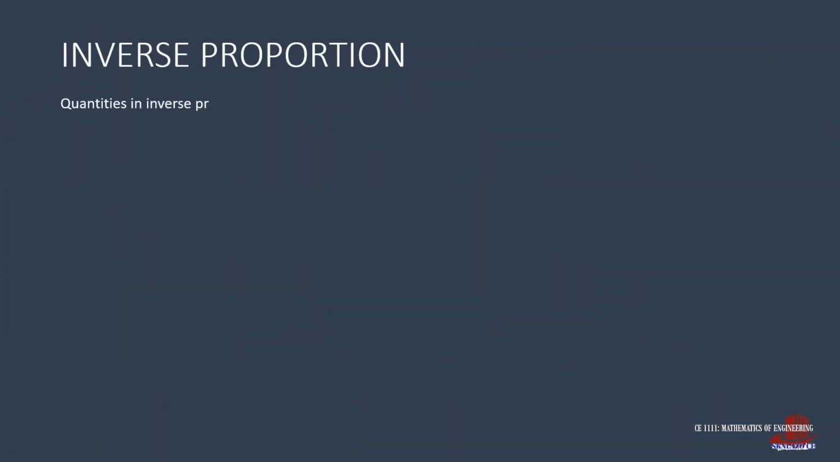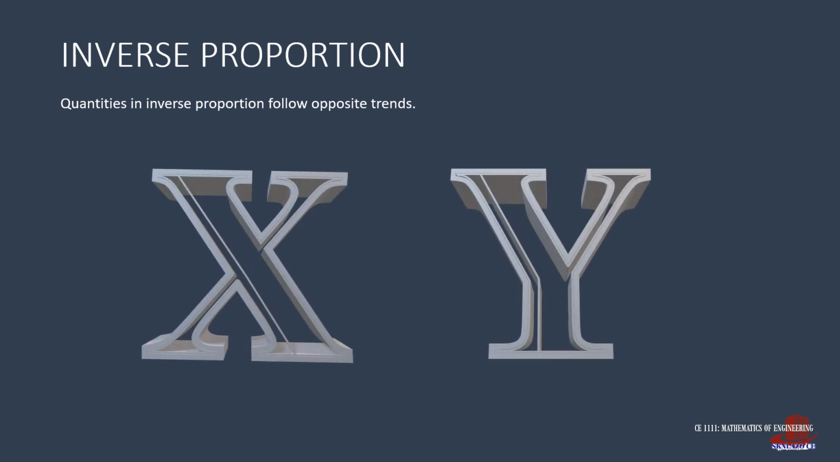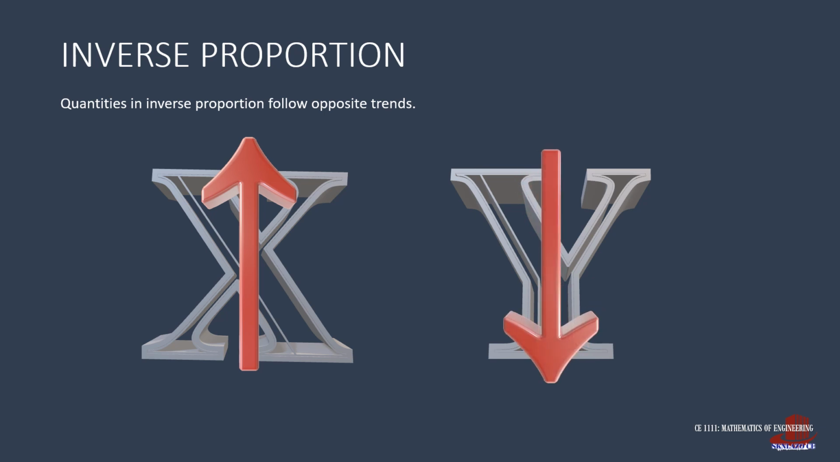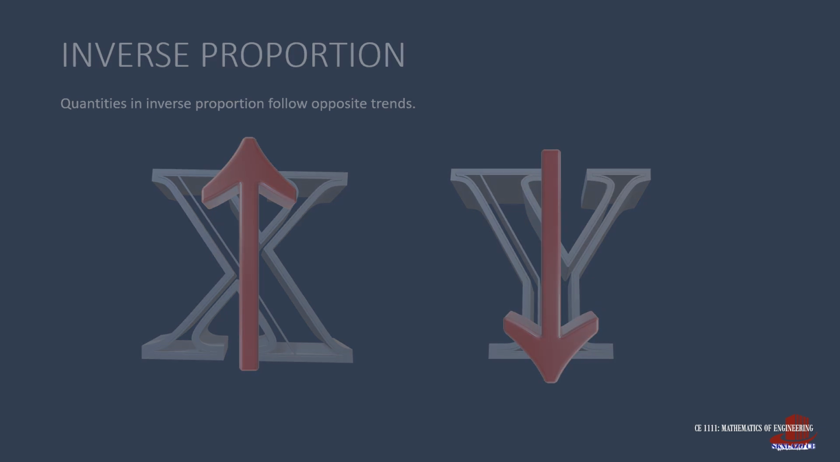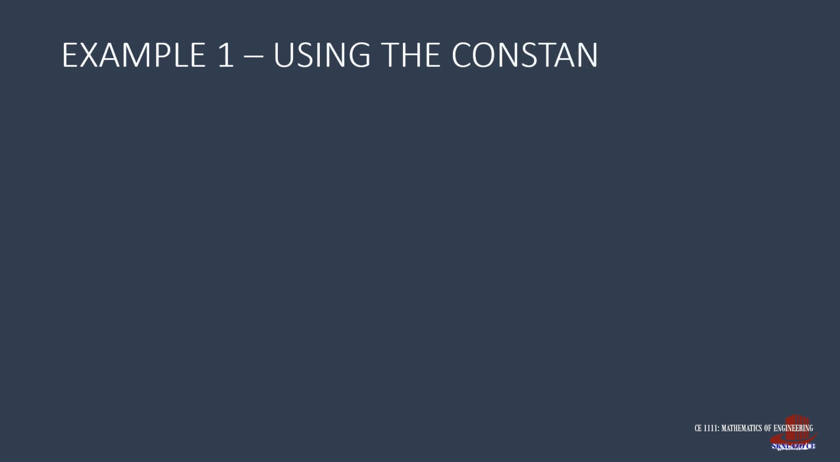Before checking some examples, let's review what inverse proportion is. This is the type where the quantities involved contain opposite trends. With quantities x and y, their relationship can be said as inversely proportional if x increases but y decreases, or vice versa. There are two ways of solving inverse proportions.